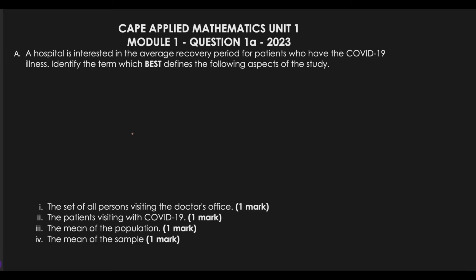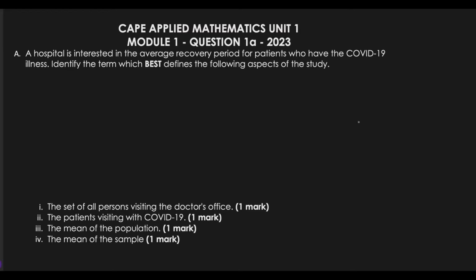So this question says the hospital is interested in the average recovery period for patients who have the COVID-19 illness. Identify the term which best defines the following aspects of the study. Let's look at this first part here. It says the set of all persons visiting the doctor's office.